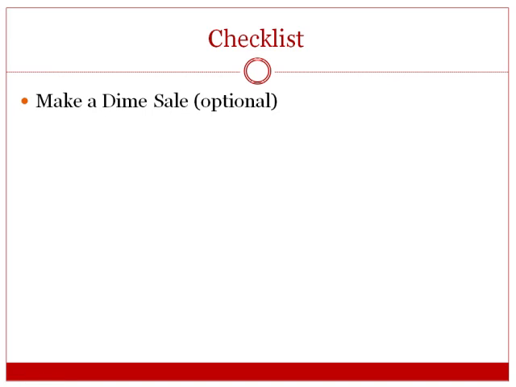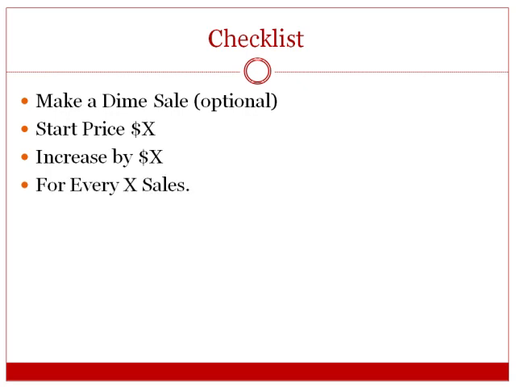If you do want to make a dime sale, and of course if you don't, you can always fast forward to the next slide. But if you want to make a dime sale, which basically means that you start out at a lower price and then every time somebody buys, it increases a certain amount until it hits a maximum price. So you're going to need to know the starting price. You're going to need to know how much it increases by for every sale.